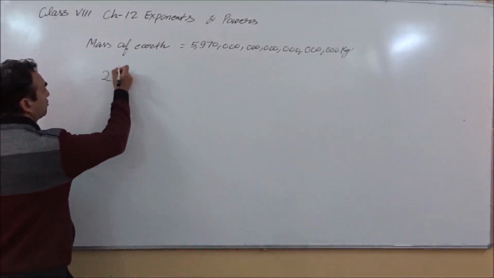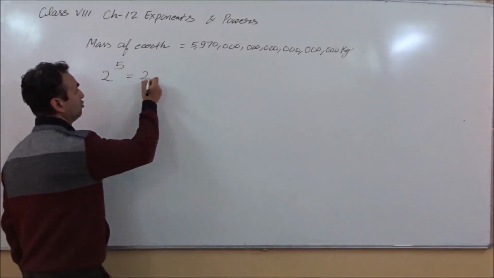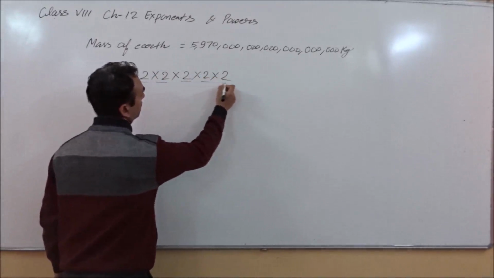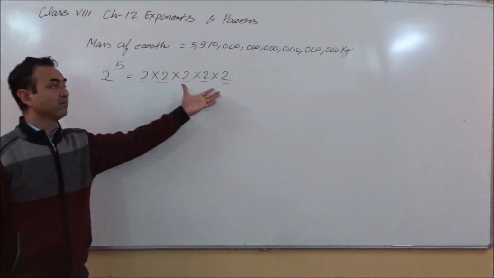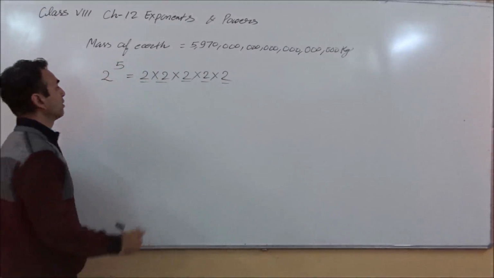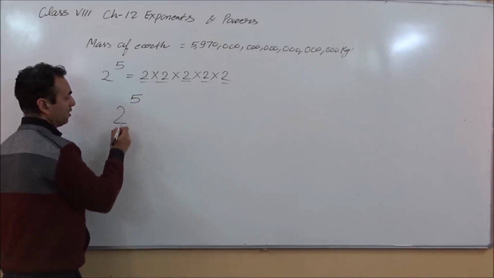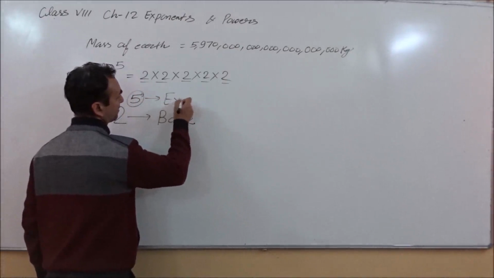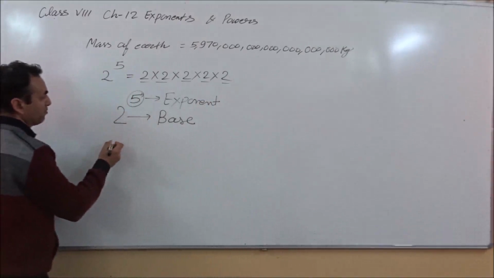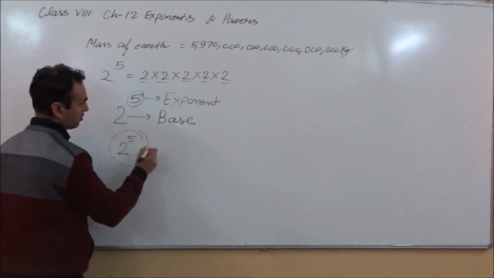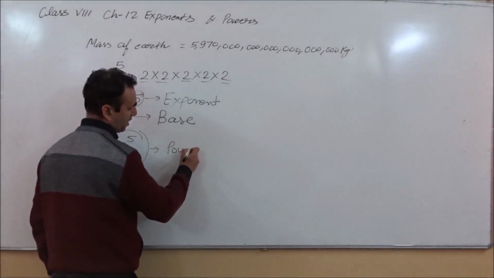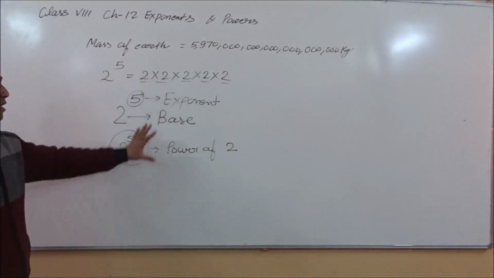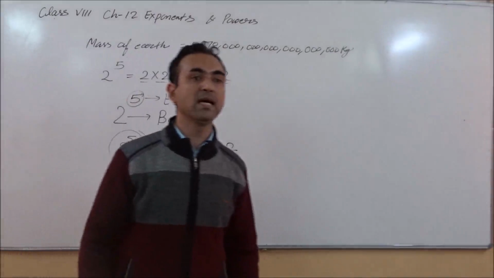Suppose there is written 2 raised to 5. So what is 2 raised to 5? 2 multiplied 5 times. Right? 1, 2, 3, 4, 5. So this type of number we can represent in the form of power and exponent. In 2 raised to 5, 2 is called the base and 5 is called the exponent. And this complete 2 raised to 5 is called a power of 2. This is the basic knowledge of exponents and powers that you learned in class 7 earlier.